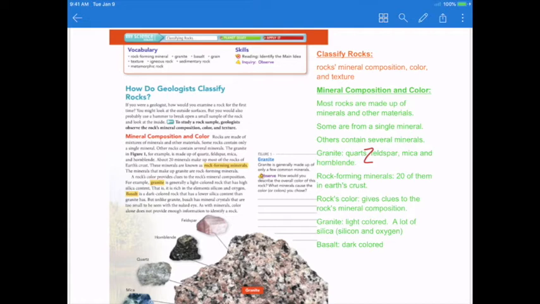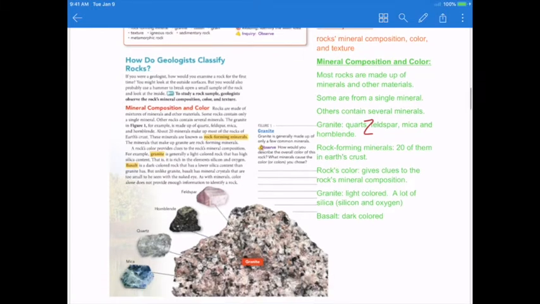Rock's color gives us a clue to the rock's mineral composition. So for example, granite is fairly light colored, so that means that there's a lot of silica in there. And silica is made up of silicon and oxygen. Basalt is dark colored. So that has a lower content of silicon and oxygen. So the color helps geologists also classify besides the mineral composition.